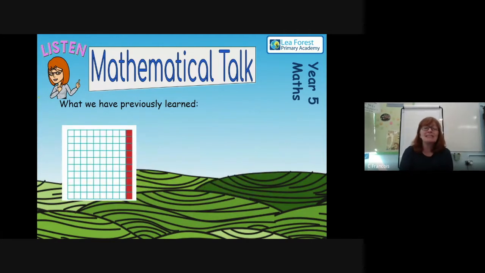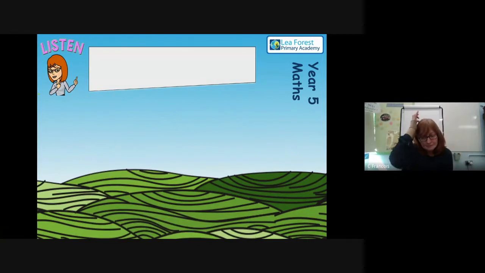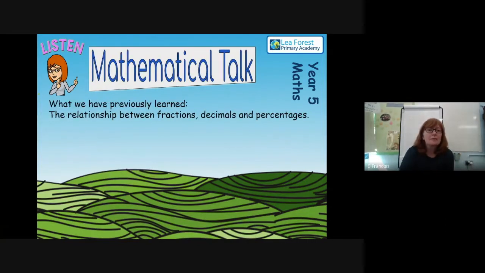And now we've got 10 parts out of 100 that have been shaded. So 10 squares shaded out of 100 is 10/100ths. 10 parts out of 100, which means 10% of our square is shaded. 10 squares out of the 100 is 10%.